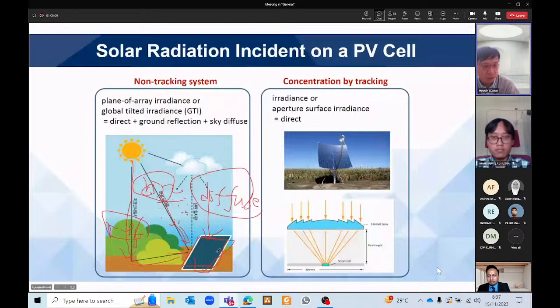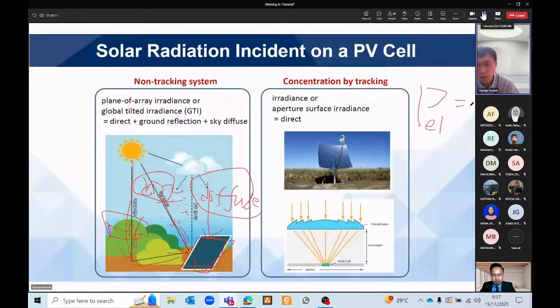So how to calculate the PV power? Power from PV is electricity. You know the efficiency of the panel. When you purchase the panel, you can know the efficiency. Here, you can multiply what? P, solar radiation. Watch this. As I said, this one, direct, diffuse and reflection component.